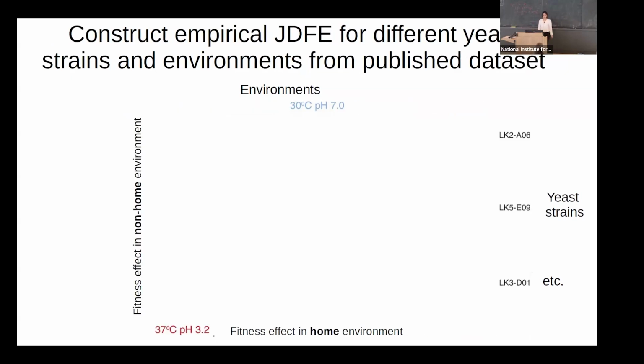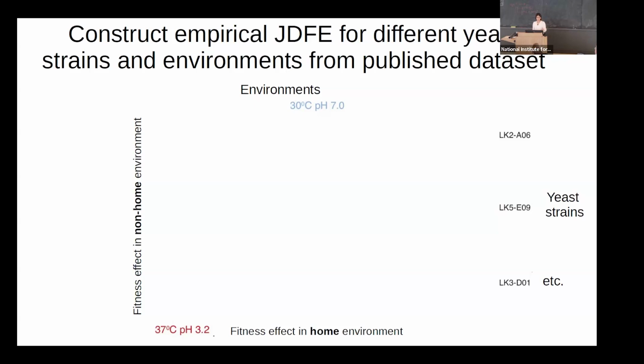And right here, to construct these joint distributions of fitness effects, on the y-axis we have fitness effects in the non-home environment, and on the x-axis the fitness effect in the home environment. For the purposes of this talk, this choice is arbitrary, because there aren't really experiments on these pleiotropic trajectories. So for now, this choice is quite arbitrary. And we can start visualizing these joint distributions of fitness effects.